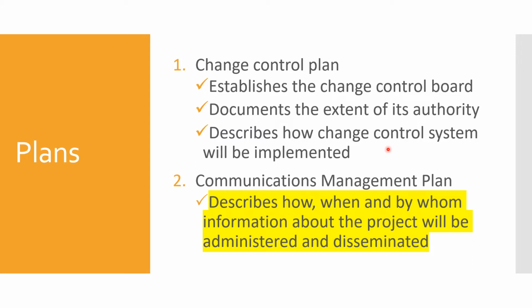The second one is the communication management plan, where it talks about how, when, and by whom the information about the project will be administered and disseminated. Simple as that. Who will be communicating, when, and at what frequency? It can be a report or any formal and informal communication. Mostly it might talk about formal communication.